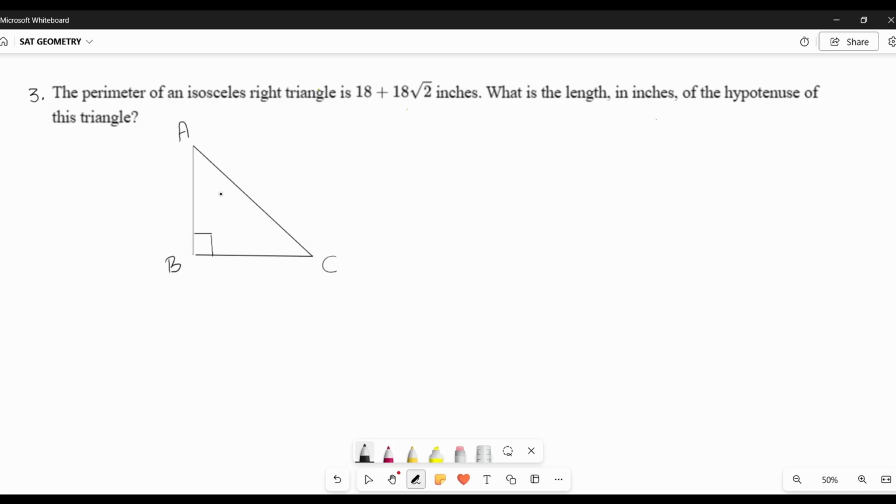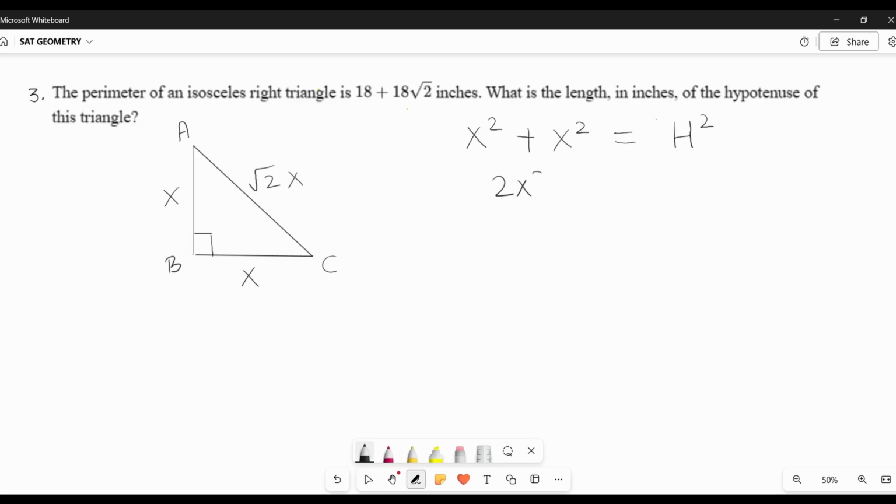And now we know that since it's an isosceles triangle, two of its sides are going to be equal. So if this is x, then this is also going to be x. And then this is going to be root 2x. This we can easily find by using the Pythagorean theorem, because in the Pythagorean theorem we know that the opposite squared plus the adjacent side squared is equal to the hypotenuse squared, right? So x squared plus x squared will be equal to the square of the hypotenuse.